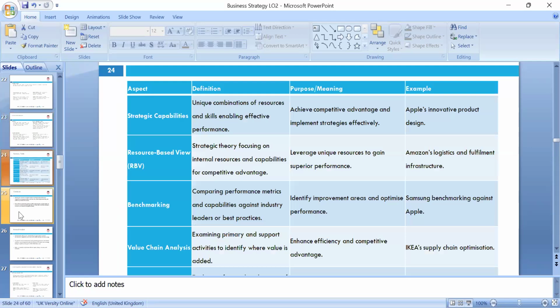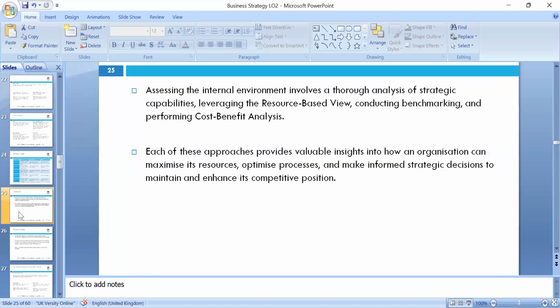Okay, so we can look at strategic capability, long-term, resource-based view, benchmark, value chain. And then all these models are contextualized with companies: Apple's innovative product, Amazon's logistics, Samsung's benchmarking, which is the benchmarking example, and IKEA, which is supply chain optimization through the value chain.